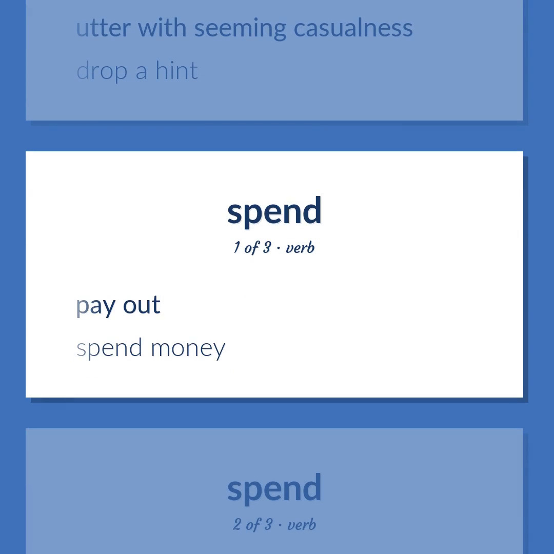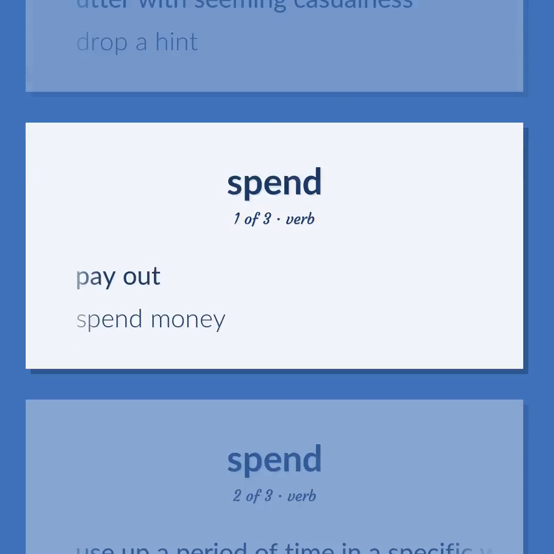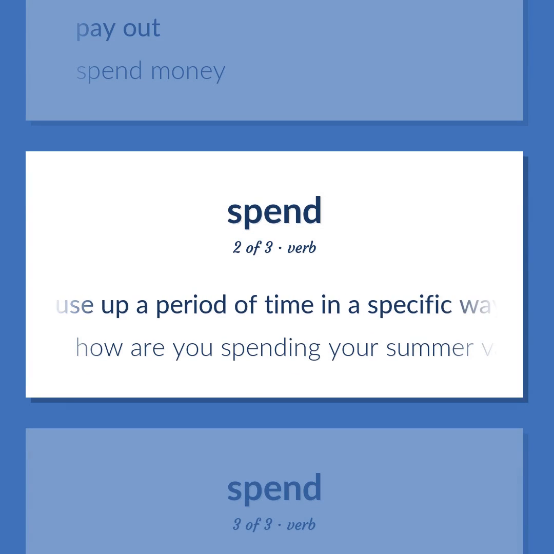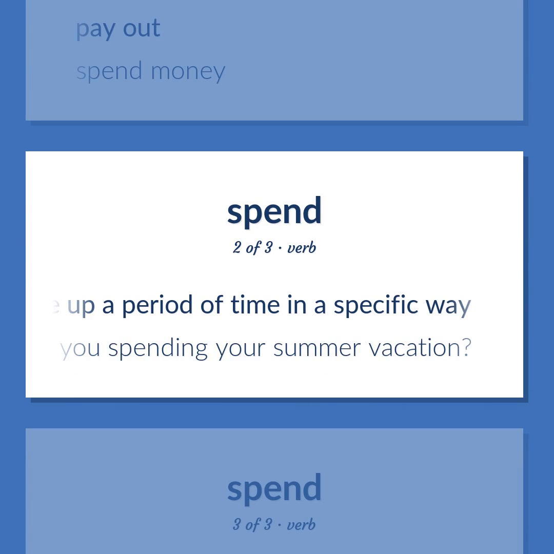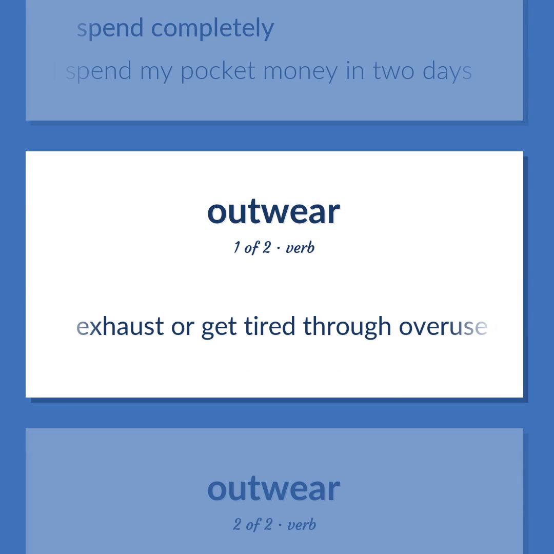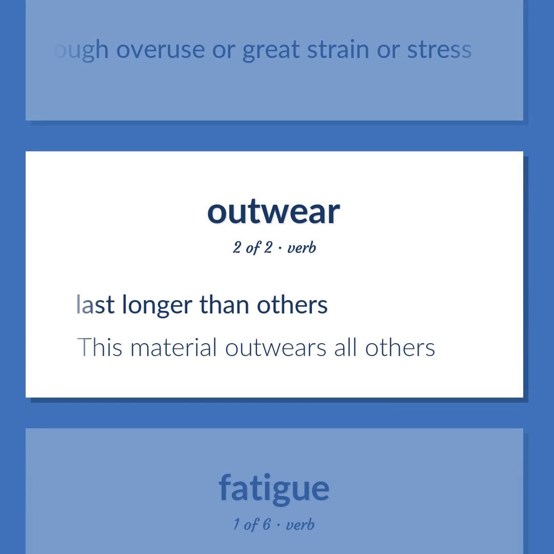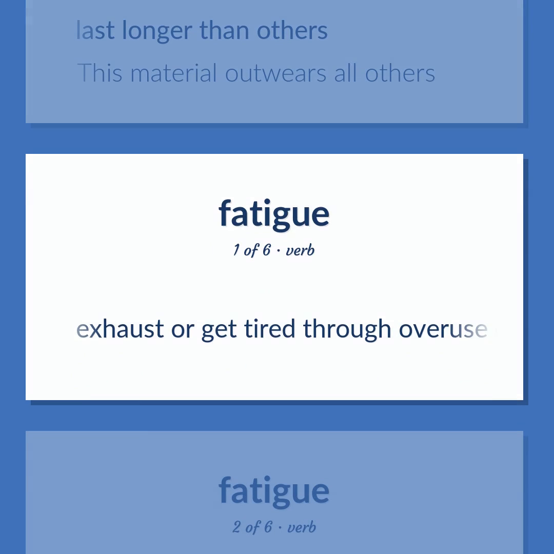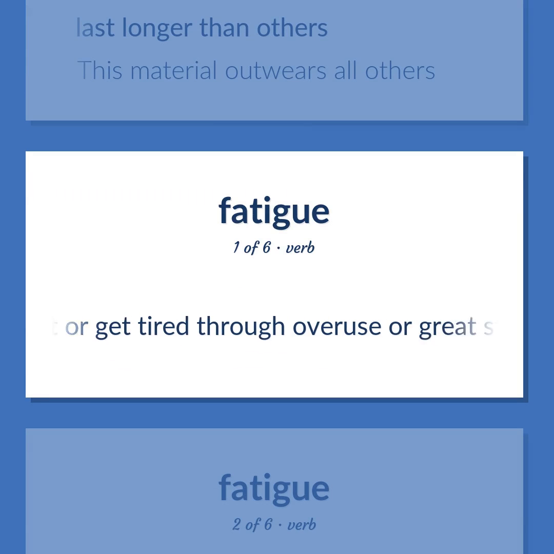Pay out. Spend money. Use up a period of time in a specific way. How are you spending your summer vacation? Spend completely. I spend my pocket money in 2 days. Exhaust or get tired through overuse or great strain or stress. Last longer than others. This material outwears all others. Exhaust or get tired through overuse or great strain or stress.